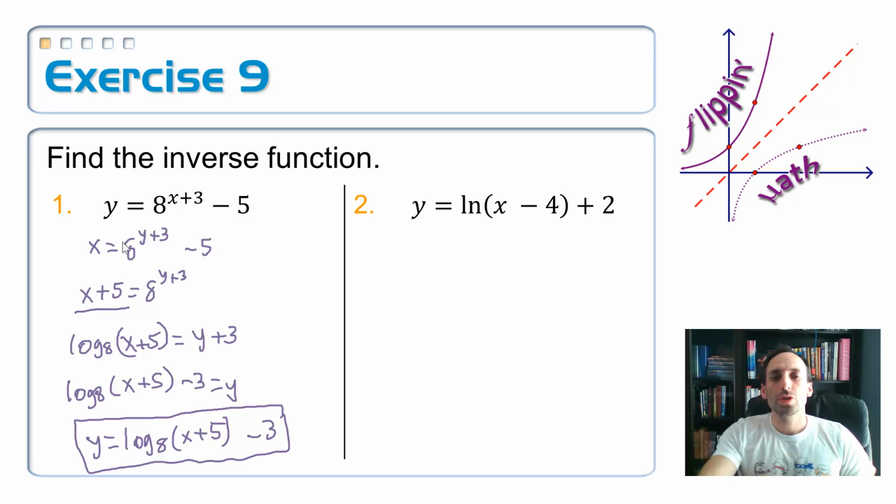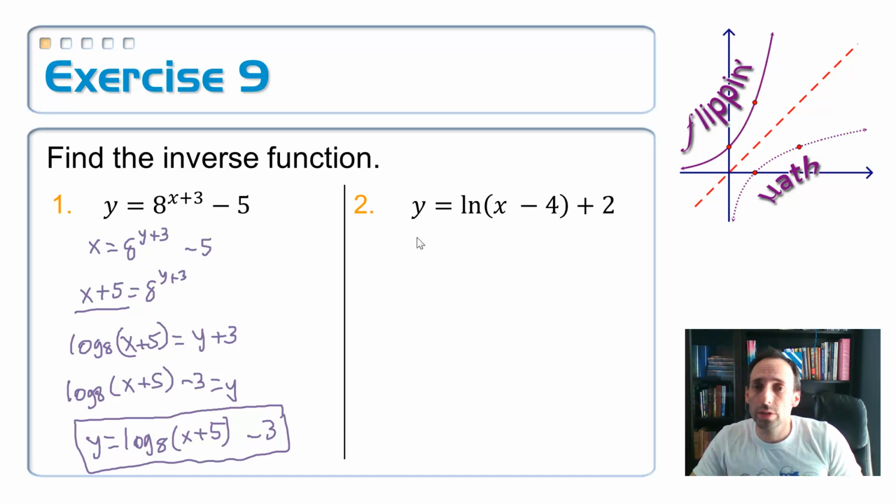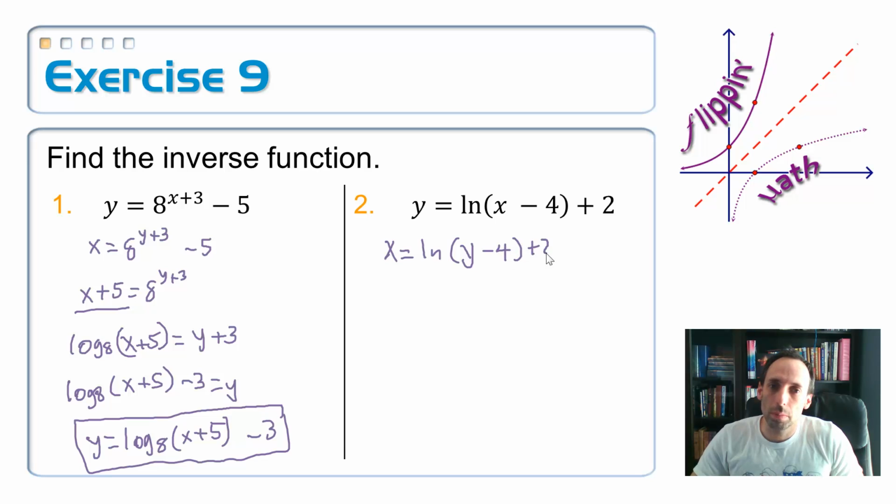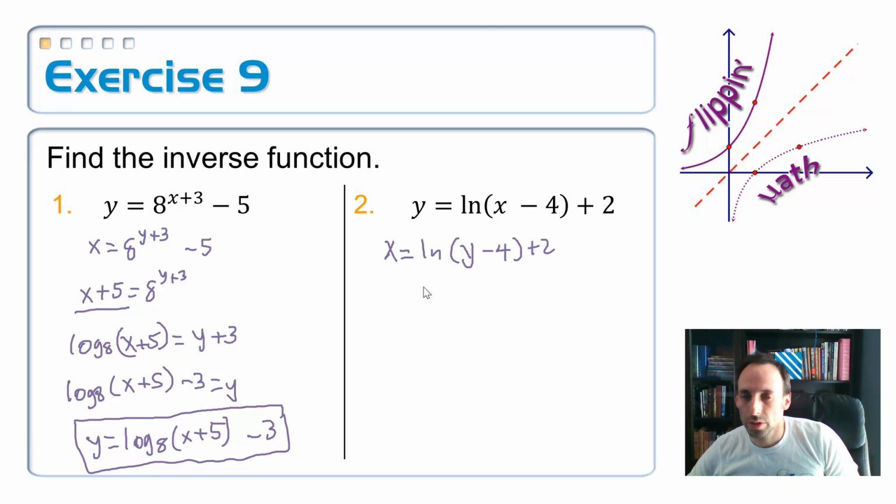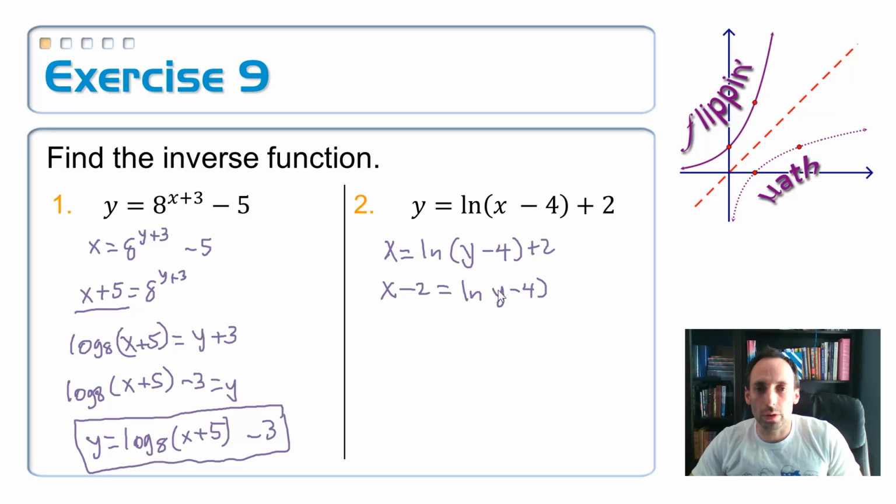Okay, number 2, write the inverse of this logarithmic equation. How am I going to write the inverse of a logarithm? As an exponential. So first step, though, is to switch the x and the y. x is equal to the natural log of y minus 4, plus 2. So we have to isolate the logarithmic term by subtracting the 2 to the other side. x minus 2 is equal to the natural log of y minus 4.